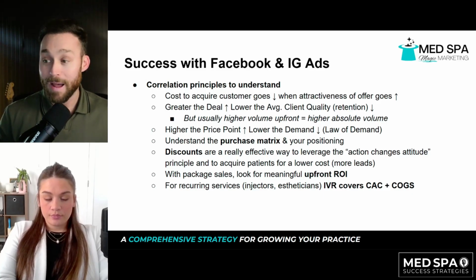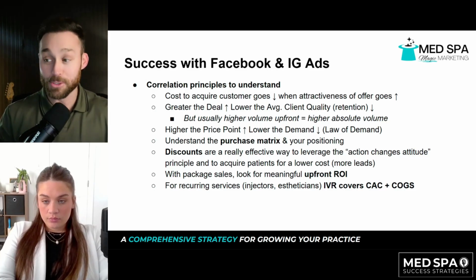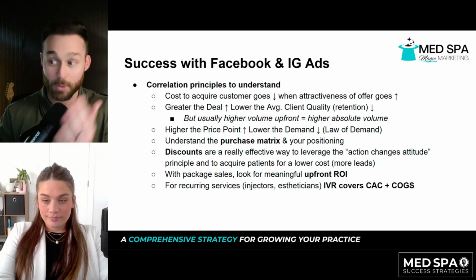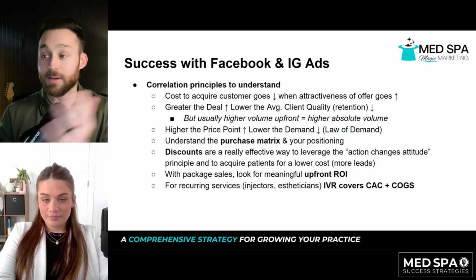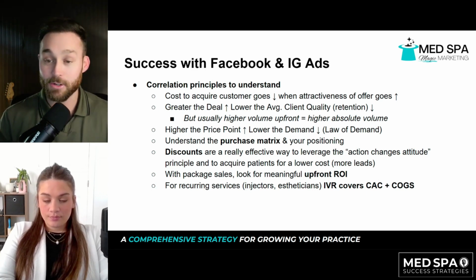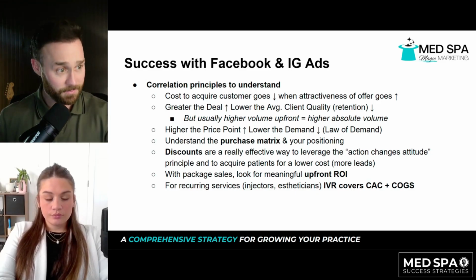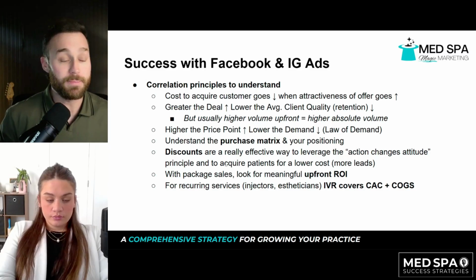More people will buy a $100 facial, even if you don't discount it at all, than buy your $4,000 M-Sculpt package, even if you're running a 50% off promo. That's a basic reality: the more expensive the service, the fewer clients you're going to see relative to ad spend. We talked about the purchase matrix and your positioning.